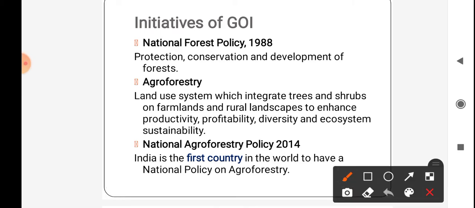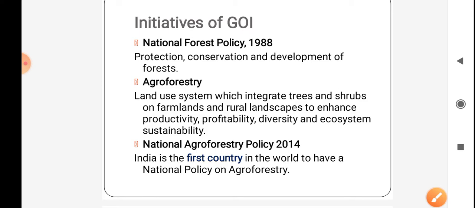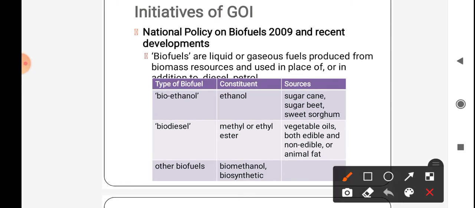Now, from this part, questions may arise on the initiatives of the Government of India. The National Forest Policy, as already mentioned, is for protection, conservation and development of forests. Agroforestry is an emerging term where forestry and agriculture are combined, and the land use system is planned in such a way that it integrates trees and shrubs on farmlands and rural landscapes to enhance productivity, profitability, diversity and ecosystem sustainability. India is the first country in the world to have a national policy on agroforestry, which came into place in the year 2014. Again, this is also important.